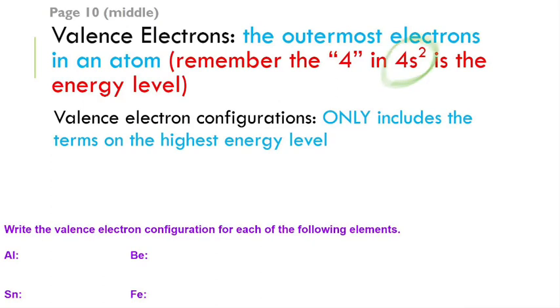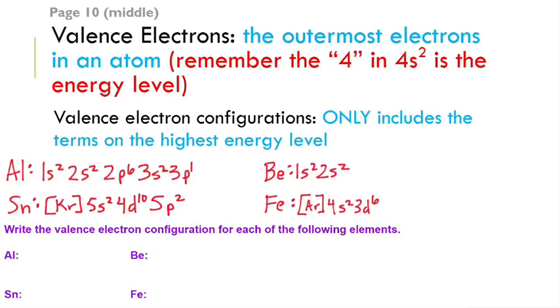But when we write out terms like 4s2, that big 4 in front of the letter, or whatever the number is in front of the letter, represents the energy level that the electrons are on. So our valence electron configuration is only going to include the terms that are on the highest energy level, which means we're going to be looking for the biggest of those big numbers in front of the letters and only including whichever terms are in that highest energy level in our configuration. Now, the easiest way to find those highest energy level electrons is to look at the full configuration and just look for those biggest numbers.